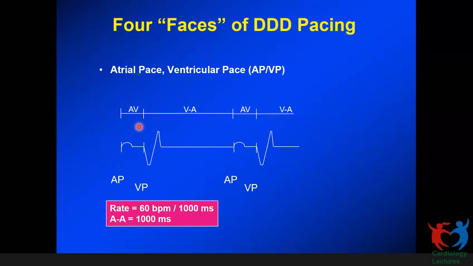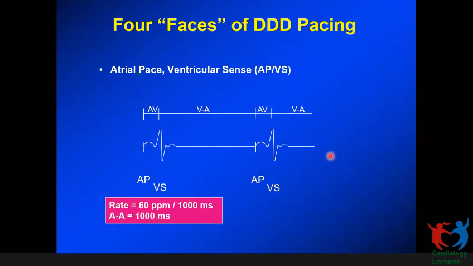which provides AV synchrony. And then at the expiry of the lower rate interval, it delivers another A pace and B pace. So that's the AV sequential pacing.